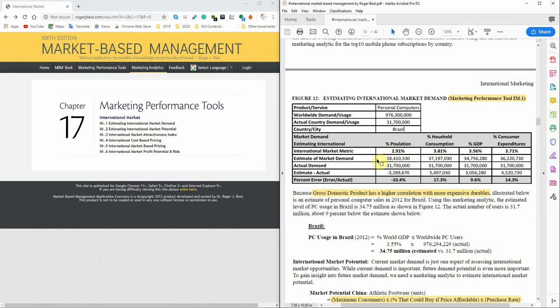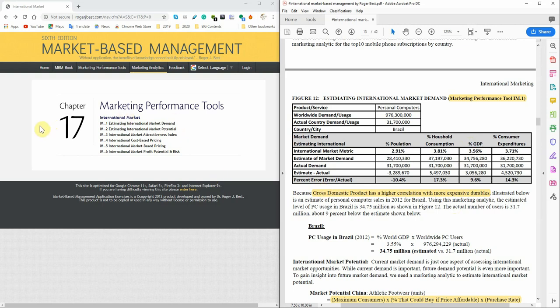So we can see different products from the calculation, and compare these estimates with the actual demand. We'll find the amount of error. Looking at the errors, percentage of GDP is a more accurate indicator to calculate international market demand. So we can do a practice using the marketing performance tool here.